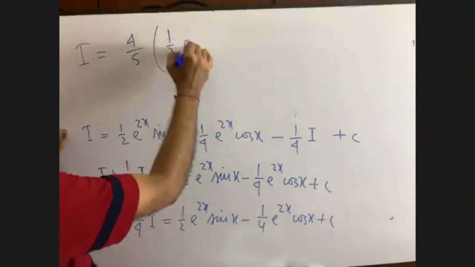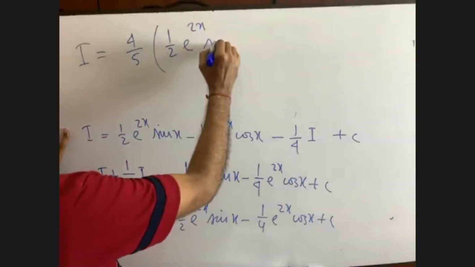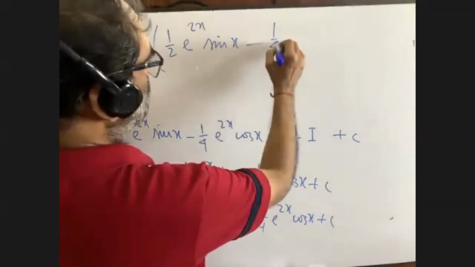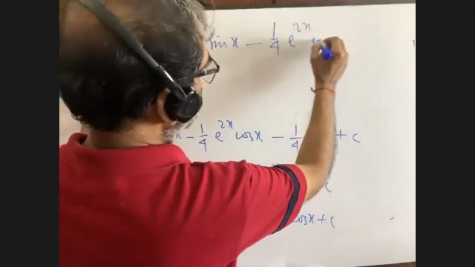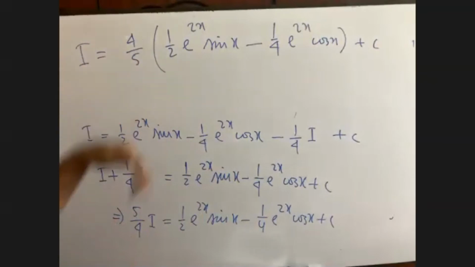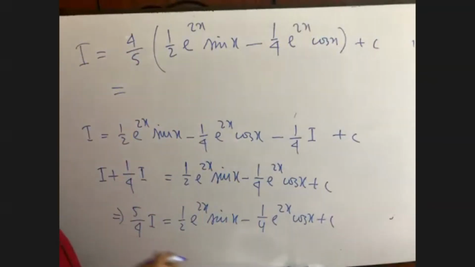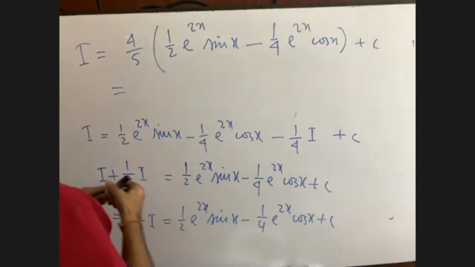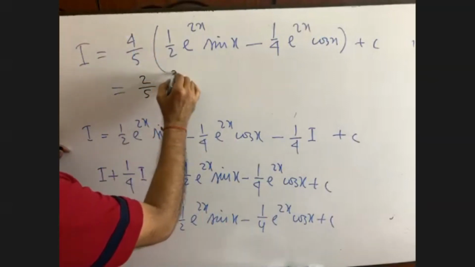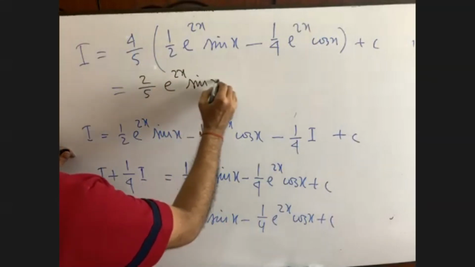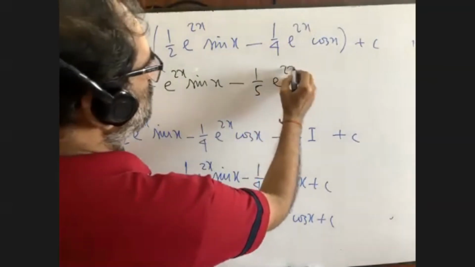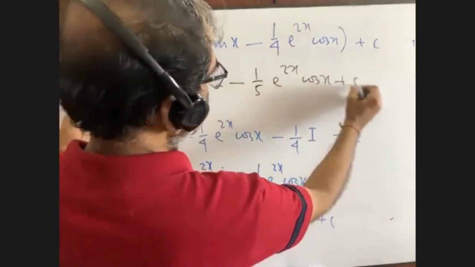That is 4 by 5 into half e to the power 2x sine x minus 1 by 4 e to the power 2x cosine x plus c. Now what is to do? You have to just multiply it. That is, we are getting here 2 by 5 e to the power 2x sine x minus, 4 will be omitted, only 1 by 5 e to the power 2x cosine x plus c. This is the answer.